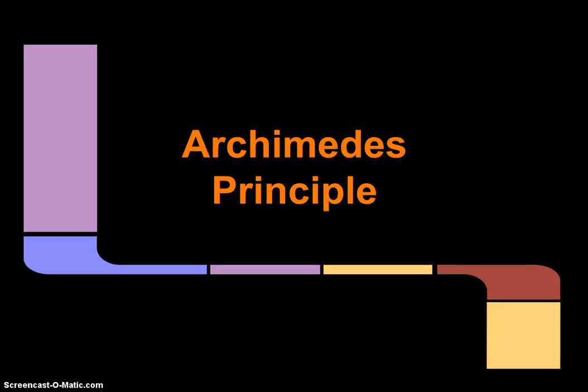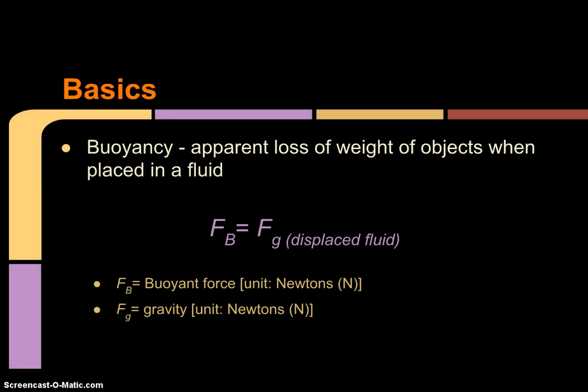Today we're going to explain Archimedes' principle and how it works. You may have heard it more commonly used as buoyancy, but they are the same concept. Buoyancy is the apparent loss of weight of objects when placed in a fluid. This is what you are experiencing when you play chicken in the pool with your friends.